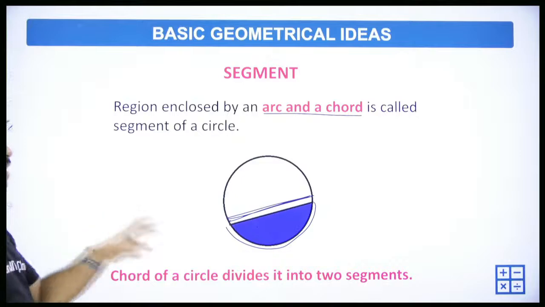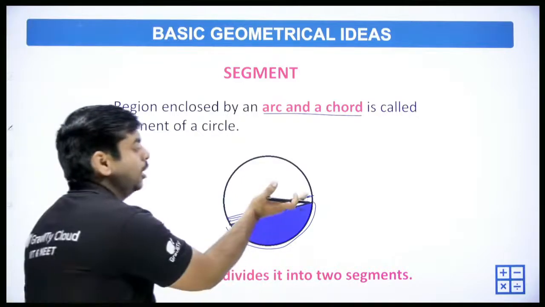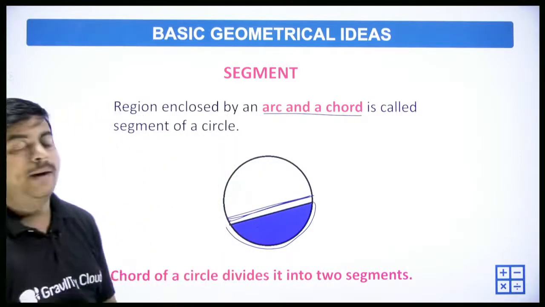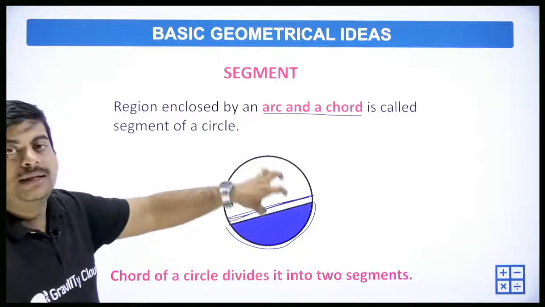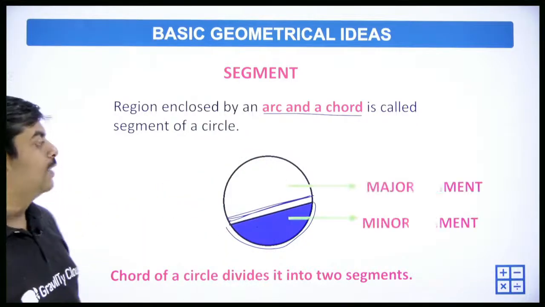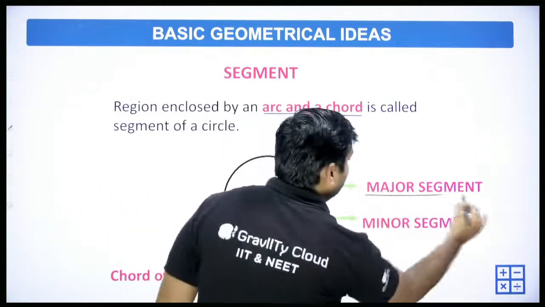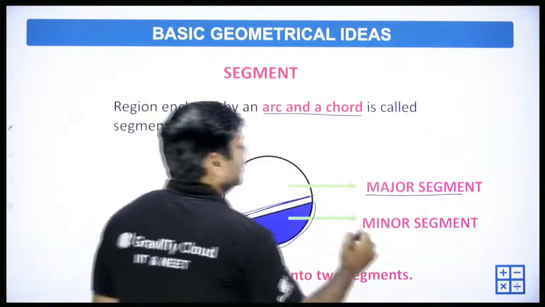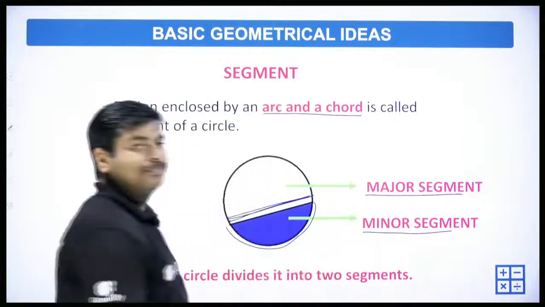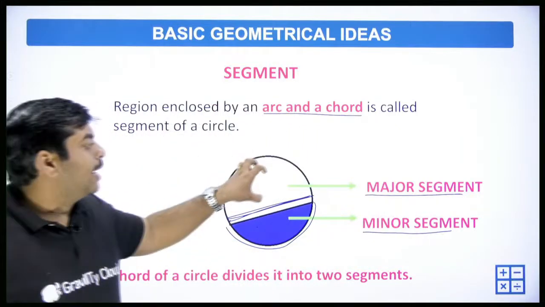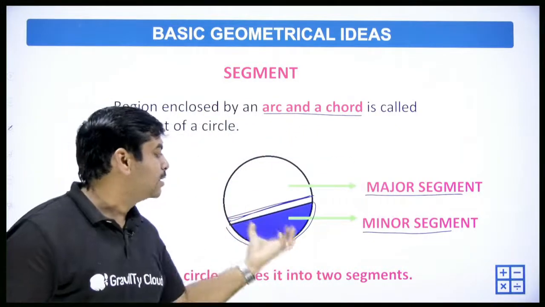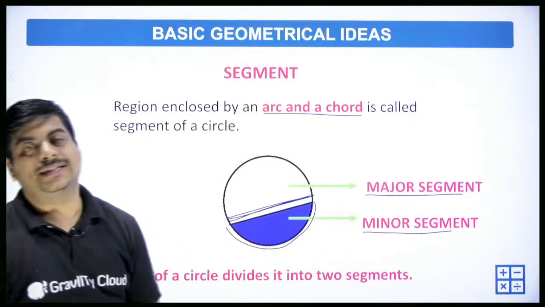A chord of a circle divides it into 2 segments. So this is a chord which divides it in 2 parts. One, the larger part, the other smaller part. The larger part is called major segment and the smaller part is called minor segment, right?